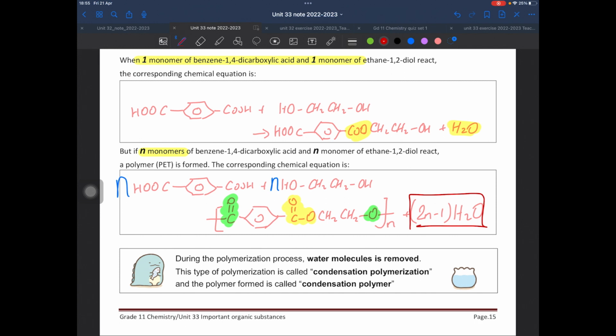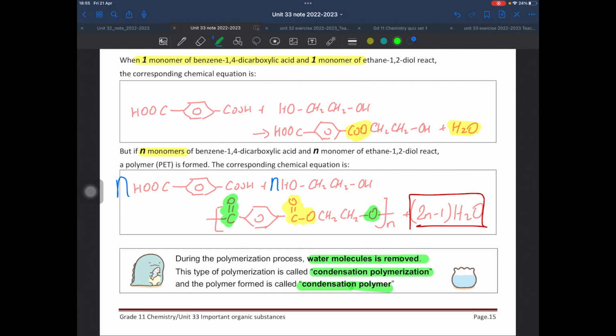So you can see the criteria of monomer in this type of polymerization. We need a monomer with 2 functional groups at the same time, one on the front and one on the back. And during the process, water molecules are removed. So this type of polymerization is called condensation polymerization, and the polymer formed is called a condensation polymer.